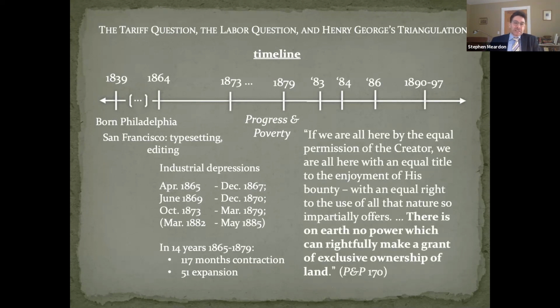As he put it, also in Progress and Poverty, if we're all here by the equal permission of the Creator, we're all here with an equal title to the enjoyment of His bounty, with an equal right to the use of all that nature so impartially offers. There's on earth no power which can rightfully make a grant of exclusive ownership of land. That was the diagnosis of the problem, that we had adopted as an institution private ownership of land, which was endowed by the Creator to everybody, allowing instead the rewards of land to be appropriated by those whom we call its owners. That's the problem that has to be solved by some fundamental institutional reform.